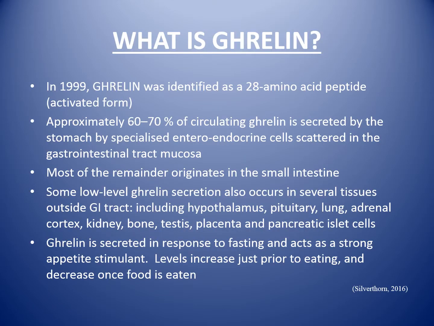So what is Ghrelin? Well, Ghrelin was only discovered in 1999. In its active form, it's a 28 amino acid peptide. It's mostly secreted by specialized enteroendocrine cells in the stomach, although there is some secretion by cells in the small intestine and some tissues outside of the GI tract, such as tissues in the hypothalamus, the placenta, and the pancreatic islet cells. In the main, Ghrelin is secreted in response to fasting.